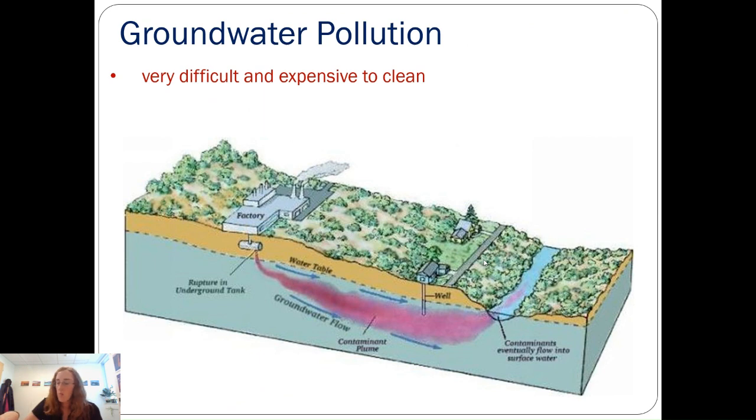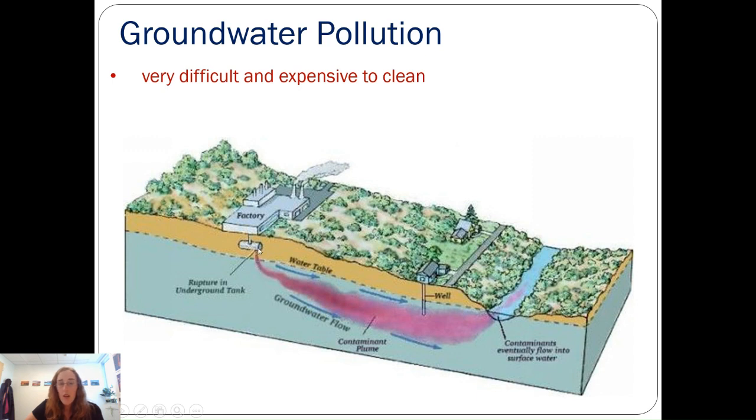Just to finish up, I want to make one final note about groundwater pollution. It's very easy for groundwater to become contaminated. It's very easy for it to become polluted because anything that we spill on Earth's surface can just soak into the ground and then get into groundwater. So if we look at it, it's very easy to contaminate, but it's very difficult to clean up.